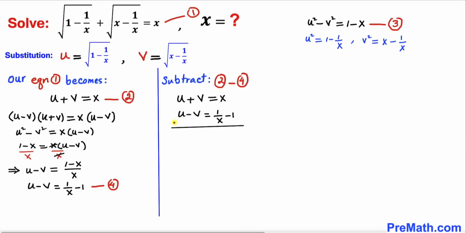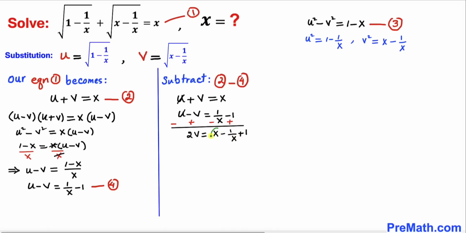I'm going to change the sign. This becomes minus u plus v. This becomes negative 1 over x plus 1. And this u and negative u, they are gone. And this is going to give us 2v equal to x minus 1 divided by x plus 1.